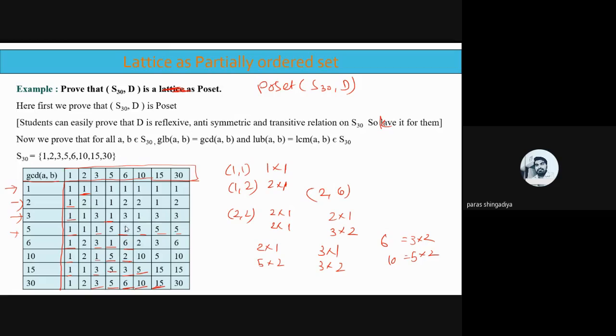Okay, S30 में 7 नहीं है, so here we do not derive the answer 7. Okay, 25 नहीं है, so 25 is not the GCD of any two numbers. ठीक है, so all these values included in all these boxes are part of S30, means they belong to the S30. So therefore we can say that GCD of AB means the GLB of AB, where A, B belong to S30, belongs to the S30. Okay, so the first condition is proved, and now let us check the second condition.